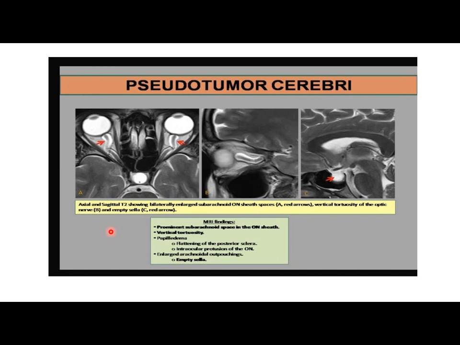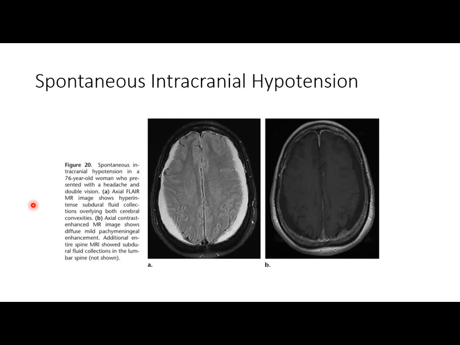This is the straightening of the posterior part of the globe, optic globe. And we finish the hypertension, we have spontaneous intracranial hypotension. Spontaneous intracranial hypotension, we have traumatic and non-traumatic type of this.